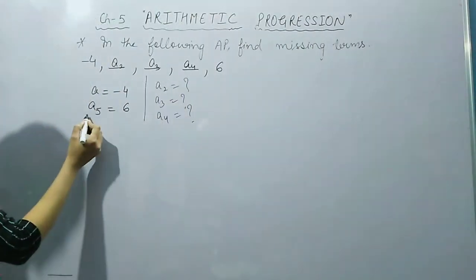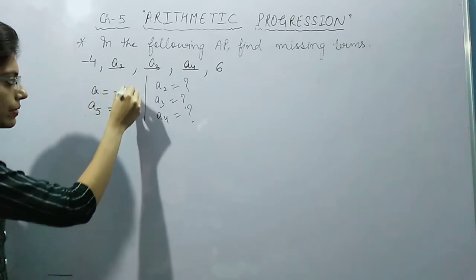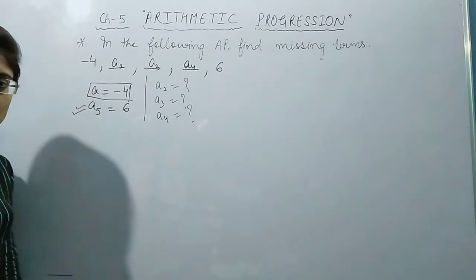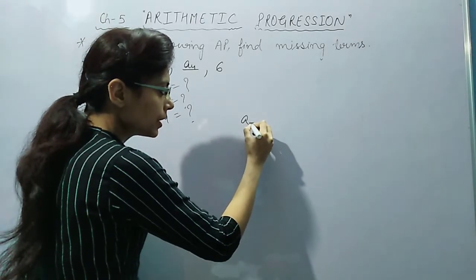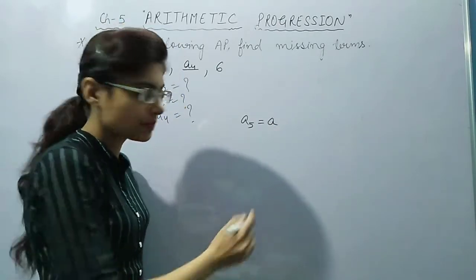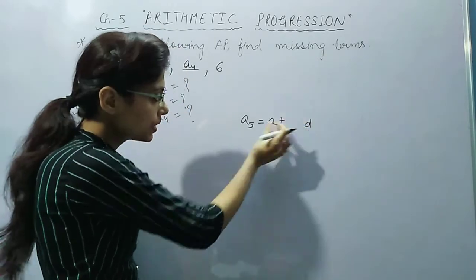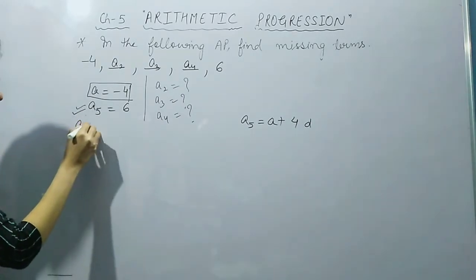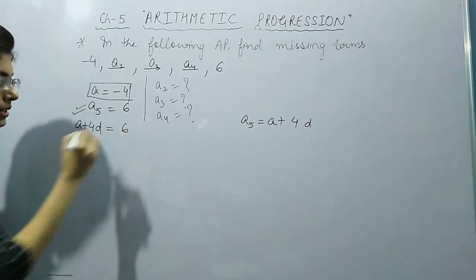Now a is equal to minus 4. Nothing can be done here. A is given, means the value is given, nothing can be done. We shall think about this. A5 is equal to 6. A5, I told you, whenever you have to write any term, what is the method? A is fixed plus coefficient of d. What will be that? 1 less than this, that is 4. So A5, a plus 4d is equal to 6.